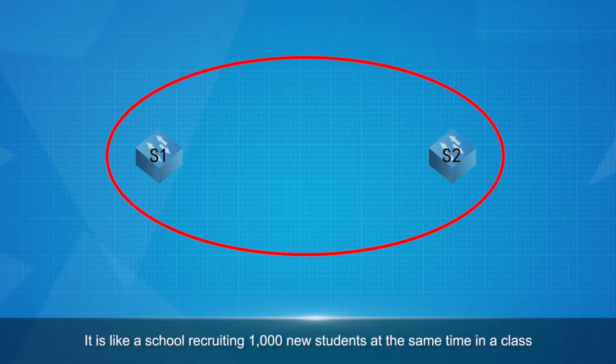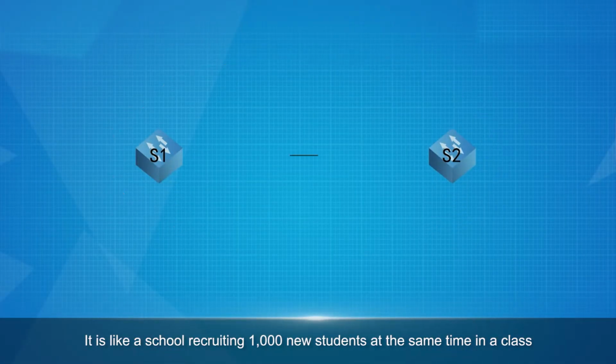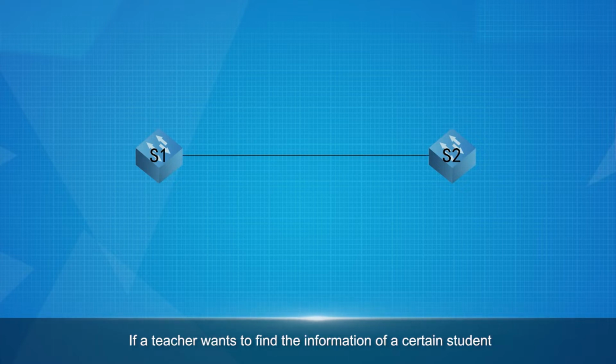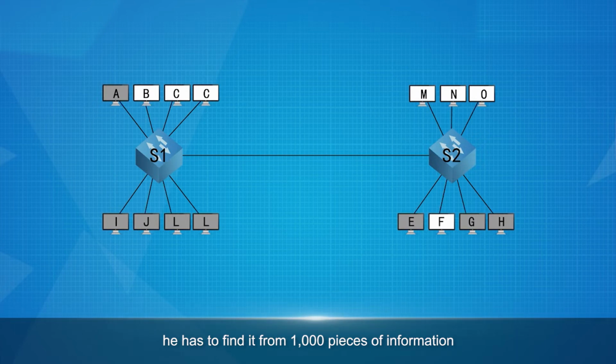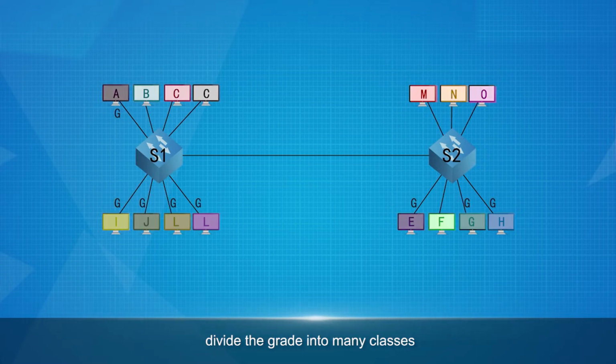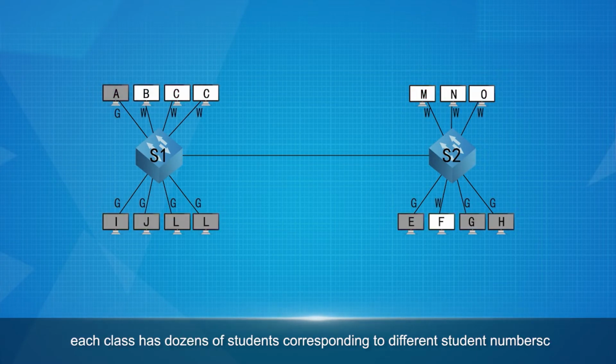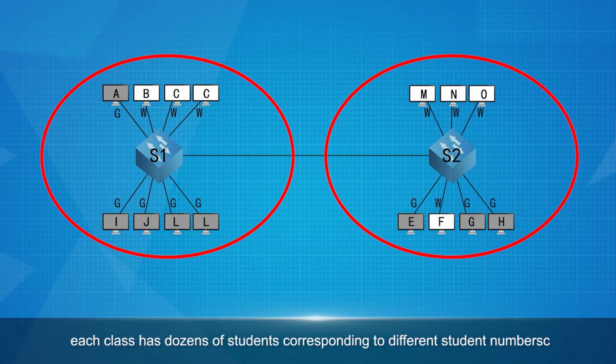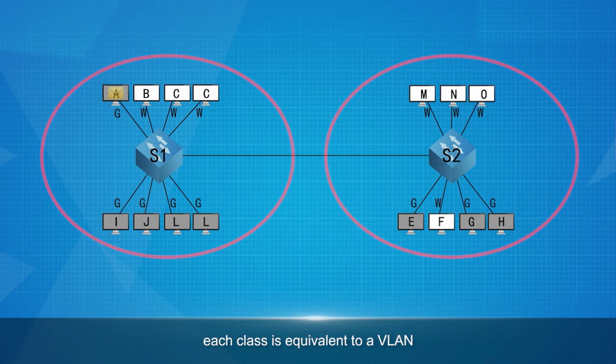It is like a school recruiting 1,000 new students at the same time in a class. If a teacher wants to find the information of a certain student, he has to find it from 1,000 pieces of information, which is time-consuming and labor-intensive. The implementation mechanism of VLAN is to divide the grade into many classes. Each class has dozens of students corresponding to different student numbers. Each class is equivalent to a VLAN.